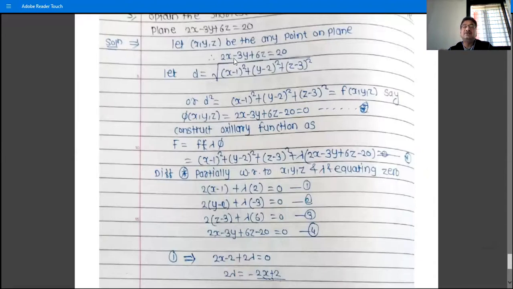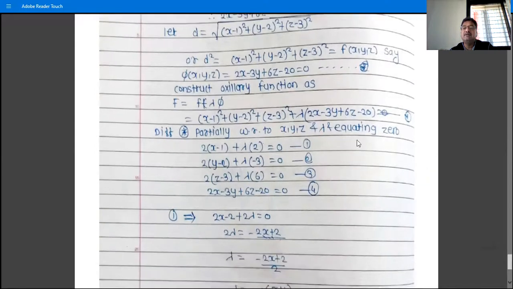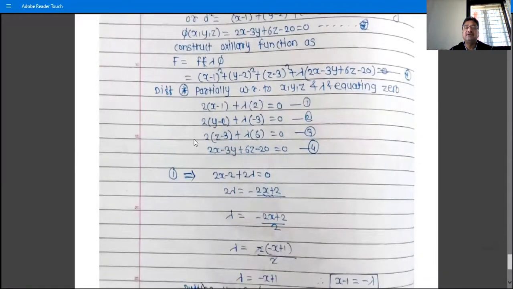And so the condition is phi of x, y, z is 2x minus 3y plus 6z minus 20 equal to 0. Then we construct the auxiliary function capital F is equal to small f plus lambda into phi, taking phi equal to 0. Differentiate partially with respect to x, y, z, lambda and equate with 0. So we have equations number 1, 2, 3, 4.